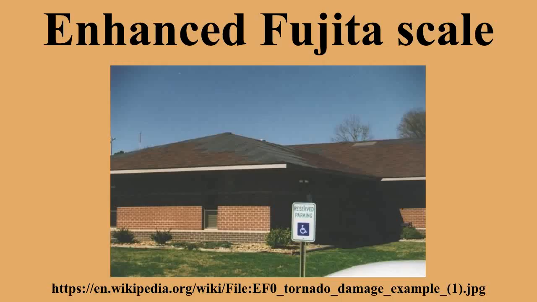Parameters. The 6 categories for the EF scale are listed below in order of increasing intensity. Although the wind speeds and photographic damage examples are updated, the damage descriptions given are those from the Fujita scale, which are more or less still accurate.